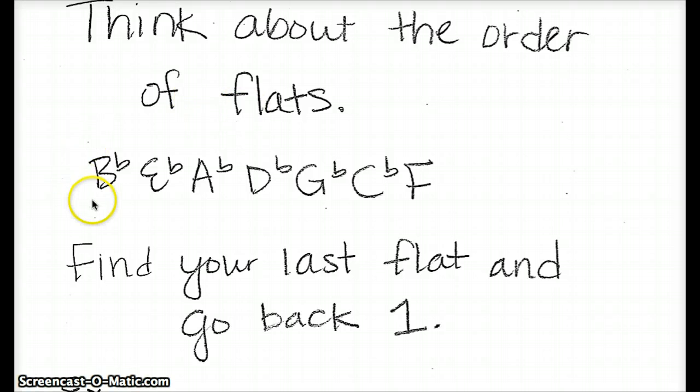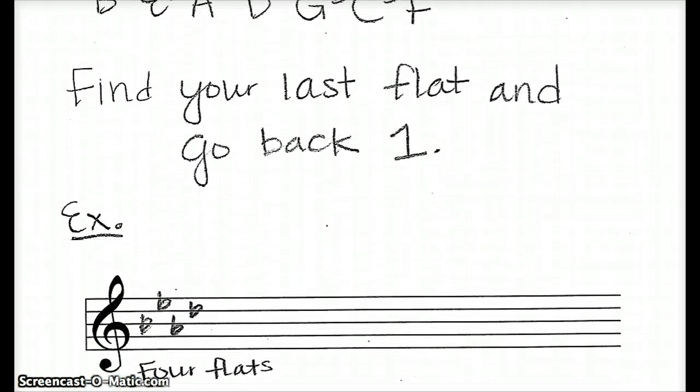So remember, the order of flats is B flat, E flat, A flat, D flat, G flat, C flat, F flat. So BEAD, greatest common factor. So think about your order of flats. When you're looking at flats in your key signature, you're going to find the last flat and then go back one. So here's an example of that.